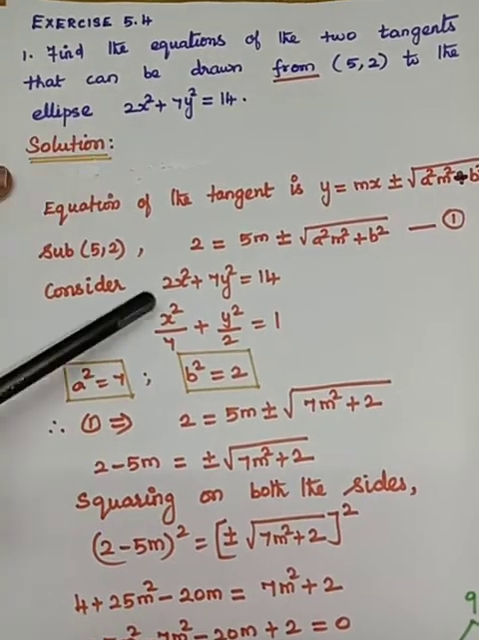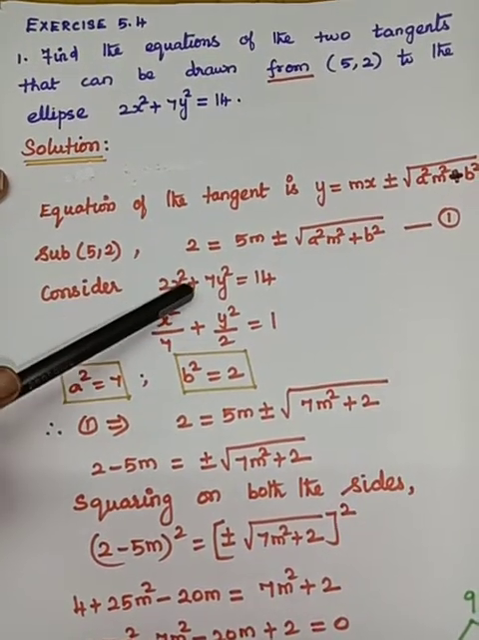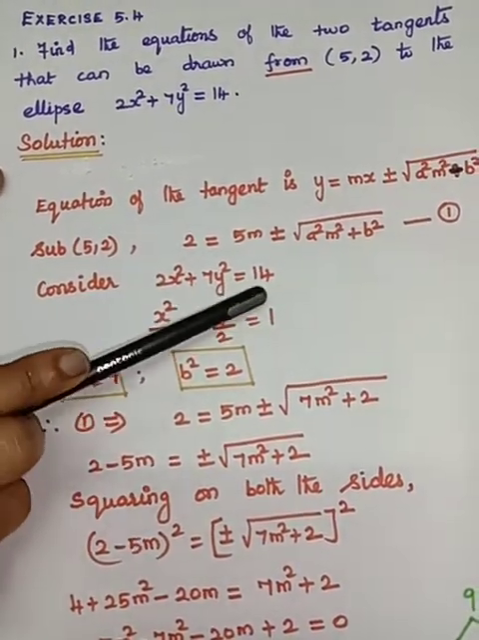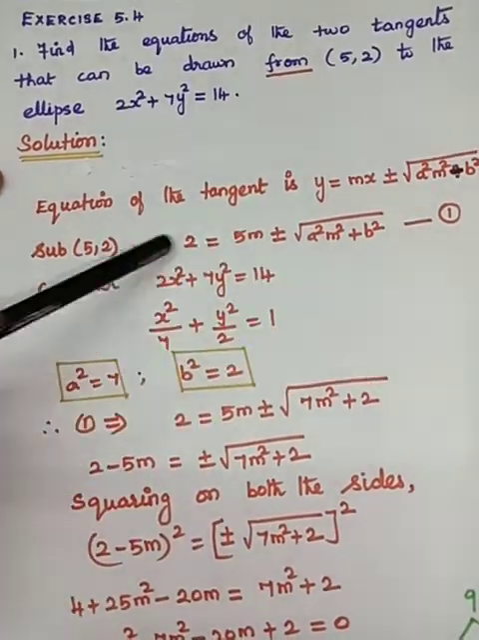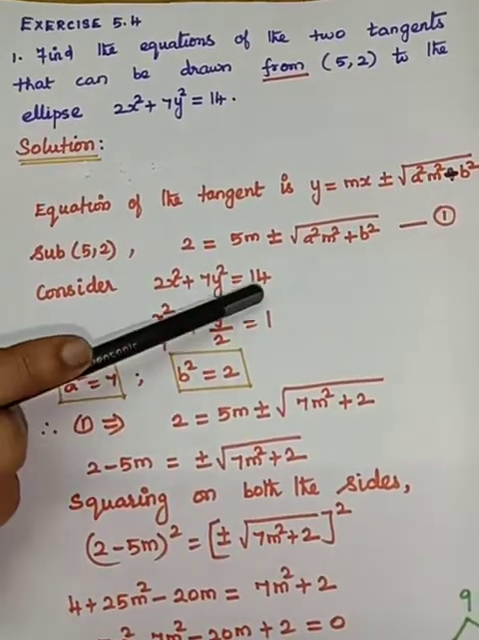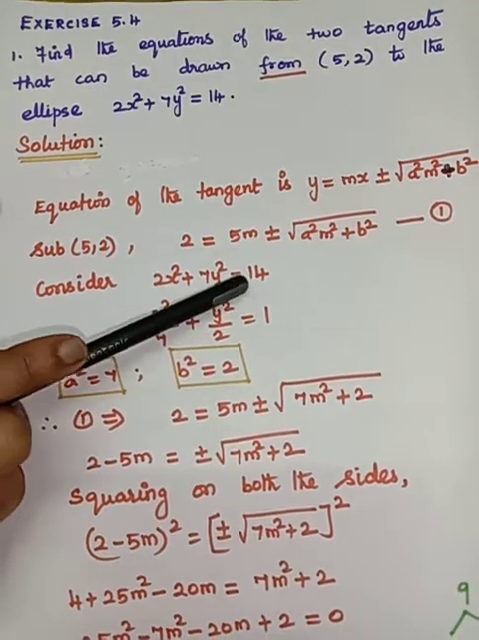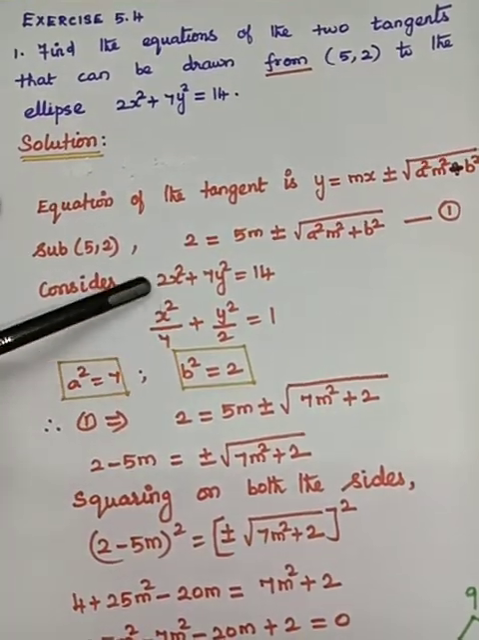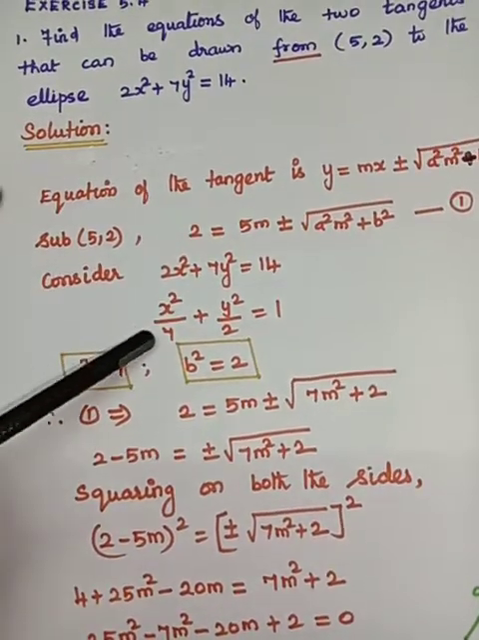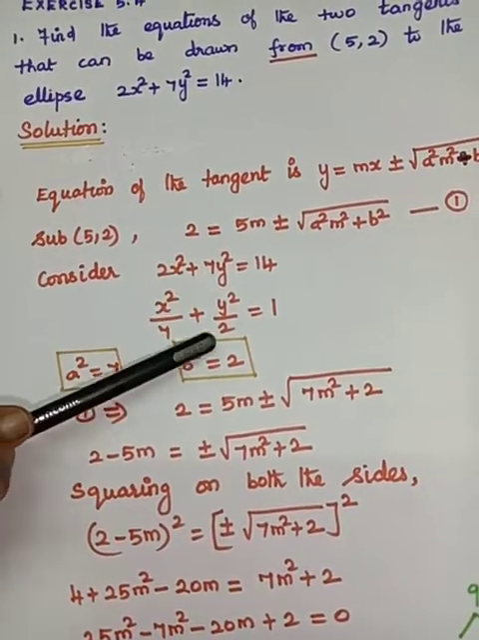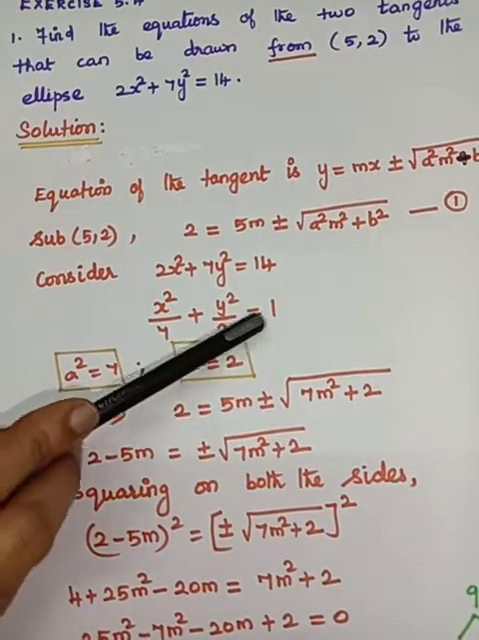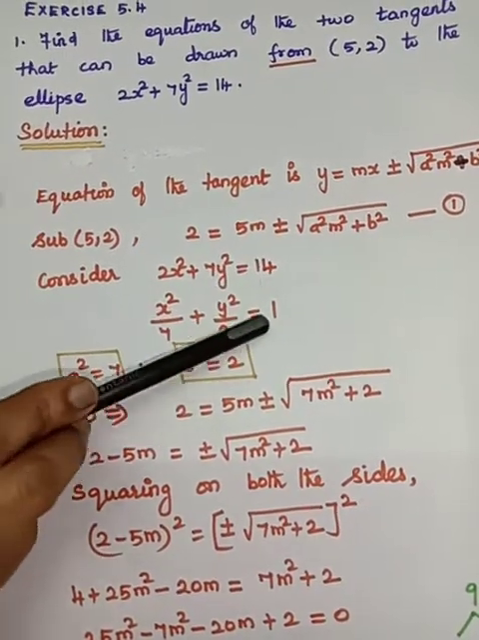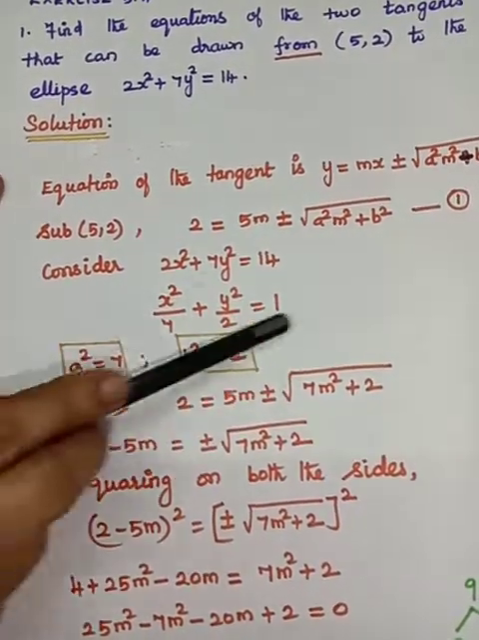So what is the given ellipse equation? 2x squared plus 7y squared is equal to 14. We have to bring it to the standard form. Standard form means the right side should be 1, so the terms have to be divided by 14. So 2 by 14 is 1 by 7, 7 by 14 is 1 by 2, and 14 by 14 is 1. So it is in the standard form.